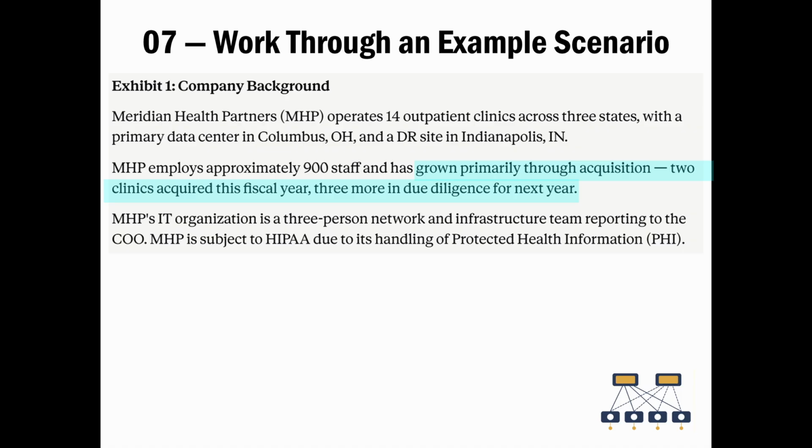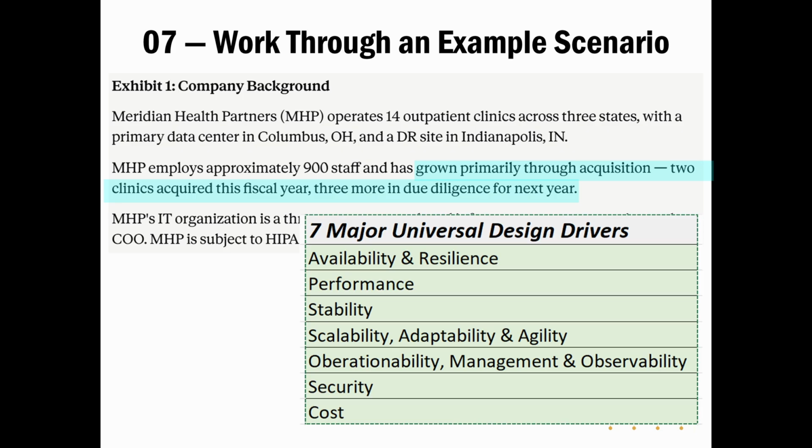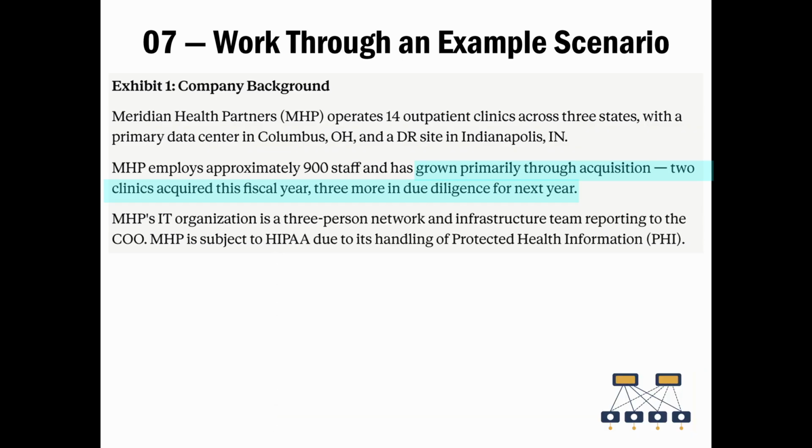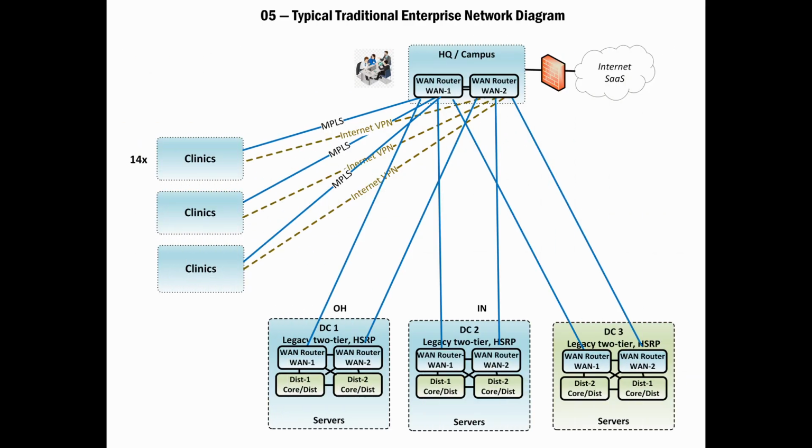Let us understand these highlighted items. Is this a requirement, a constraint, or noise? Clearly, this is a requirement because it is something we need to complete. Which of the 7 major design drivers should it map to? It should be mapped to Scalability, Adaptability, and Agility because it's regarding business growth. The next step is to extract information and update our working diagram. Let's do it. Here, SAA stands for Scalability, Adaptability, and Agility. R stands for Requirement. 2 clinics this year, 3 clinics in due diligence.